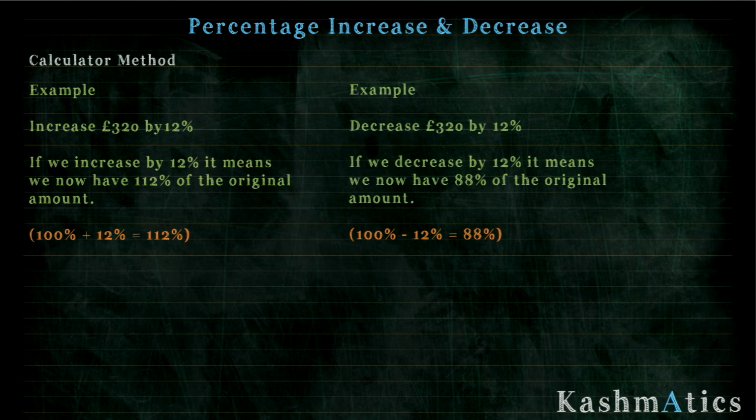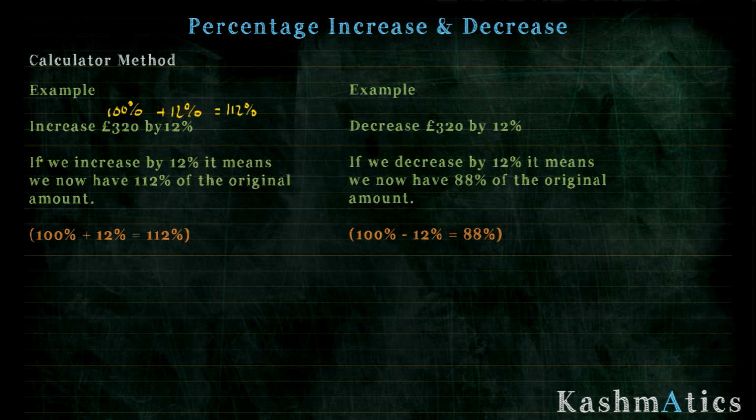So onto our calculator method, and we're going to use something which is called a multiplier to work out the answers. So let's look at this first example. It says increase £320 by 12%. Now the original amount is 100%. Okay, and that's always the case. The original amount is 100%, and we're going to add on, because we're increasing, 12%. Okay, so what we're going to end up with is 112%.